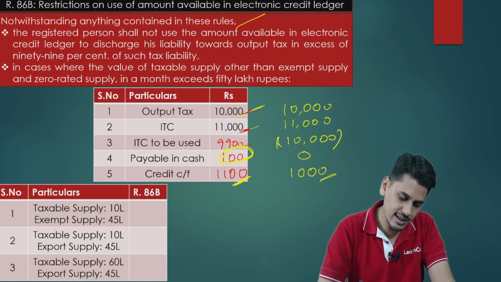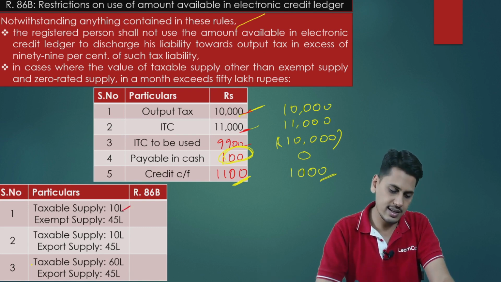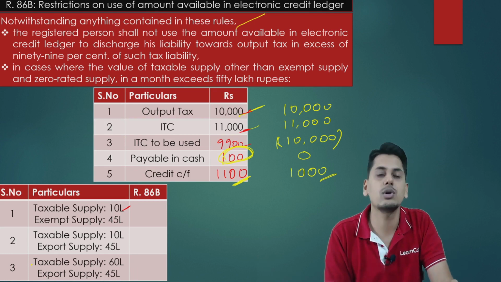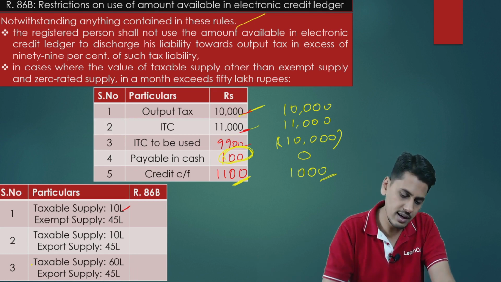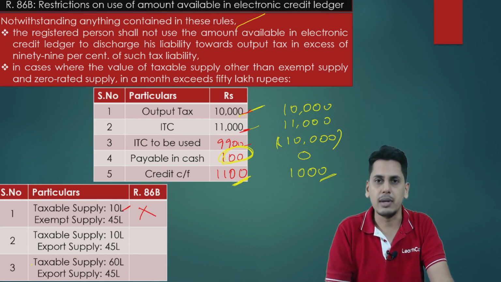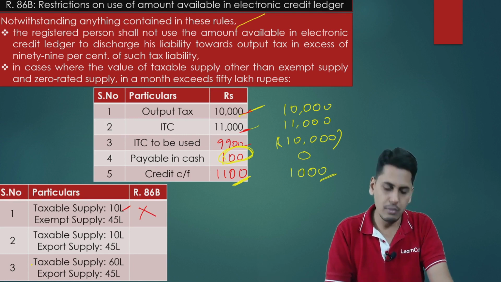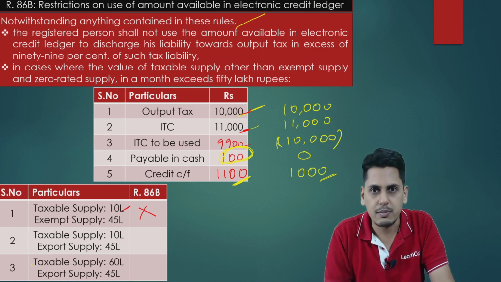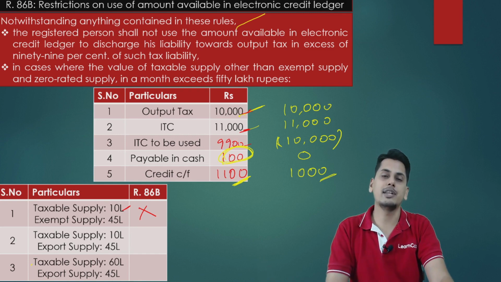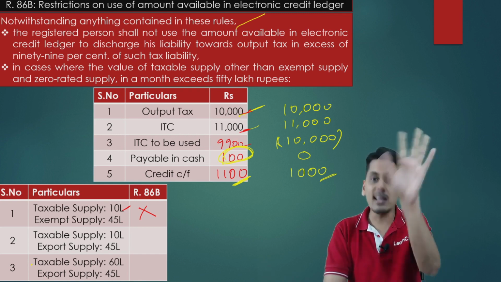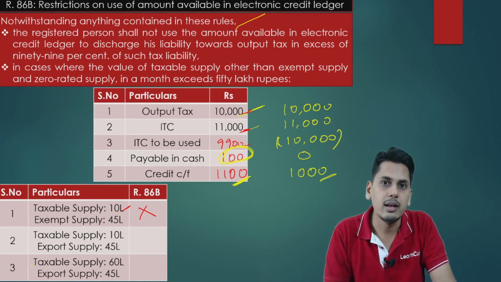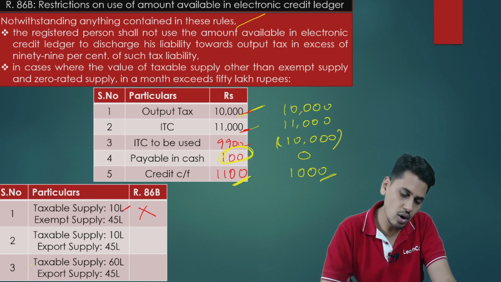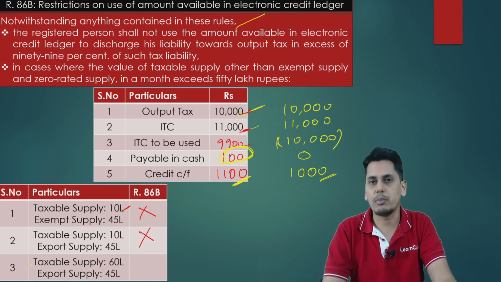Here friends, as regards taxable supply, it is 10 lakhs. Exempt supply, you need not consider it for the purpose of calculation of the threshold of 50 lakh rupees. So friends, here 86B is not applicable. Let's say in case number 2, taxable supply is 10 lakhs, export supply is 45 lakhs. Friends, please concentrate. For the purpose of threshold, it is taxable supply other than exempt supply and zero rated supply. Only if it is exceeding 50 lakhs, 86B is applicable. So here also 86B is not applicable.